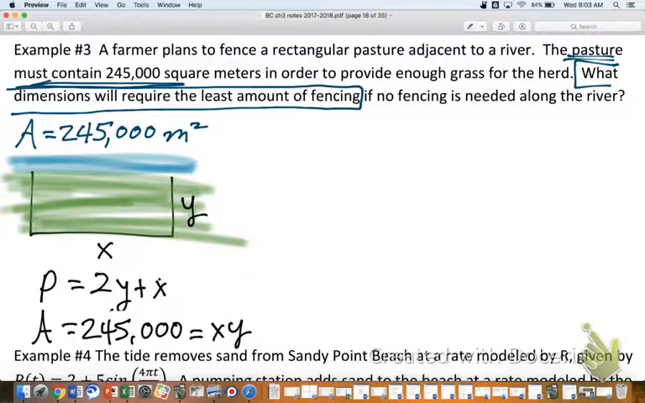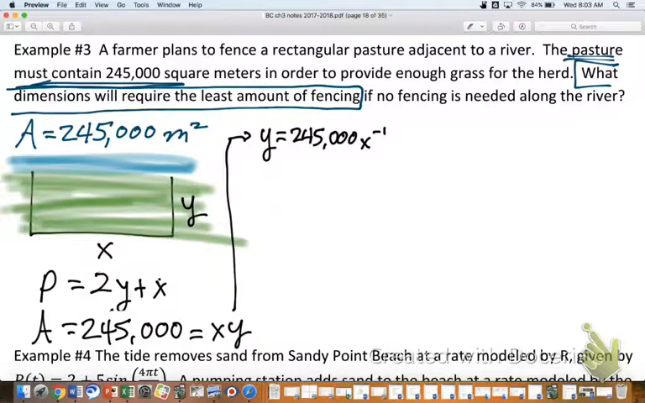You want to solve for Y? That's fine. I was just asking for your suggestion. That sounds good to me. So we're solving for Y. Is it okay with you if I write it like this? Y equals 245,000 X to the negative 1 instead of over X.